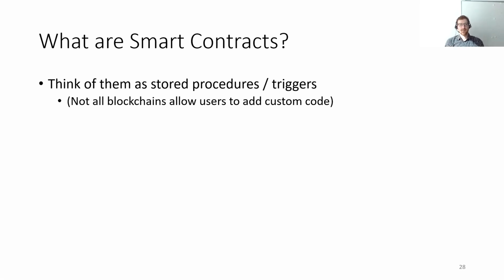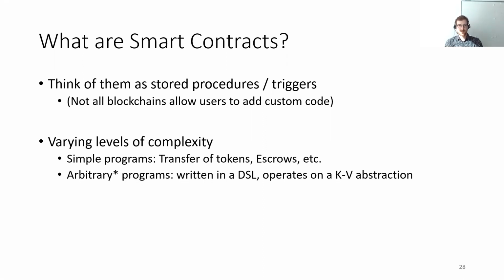Now, some blockchains will allow users to add custom arbitrary smart contracts. Others will have a set of operations baked in. So for instance, in Bitcoin, there's no real notion of smart contracts; it is designed together with the system, and it's not something that the clients are able to influence. In a permissioned blockchain like Hyperledger Fabric, it is up to the clients to define their own stored procedures, their own smart contracts, and load them. Of course, these contracts can take different levels of complexity. They can be very simple, like transfer of tokens or escrow accounts. But you can also write arbitrary programs. And this is where it becomes more interesting for us as database people.